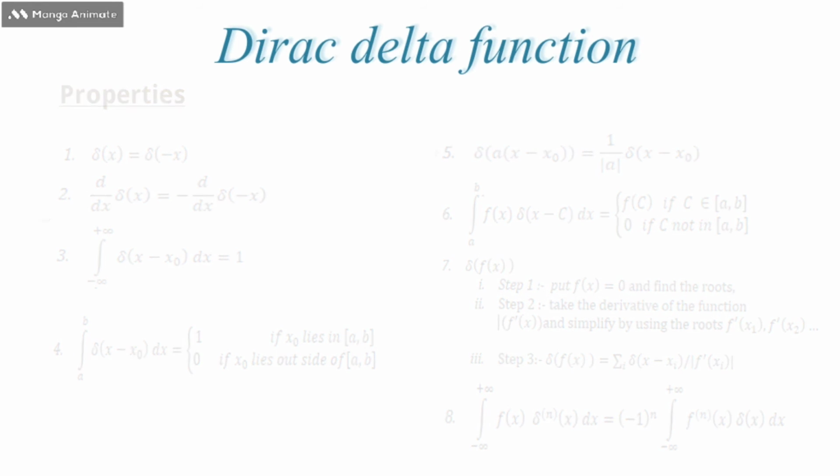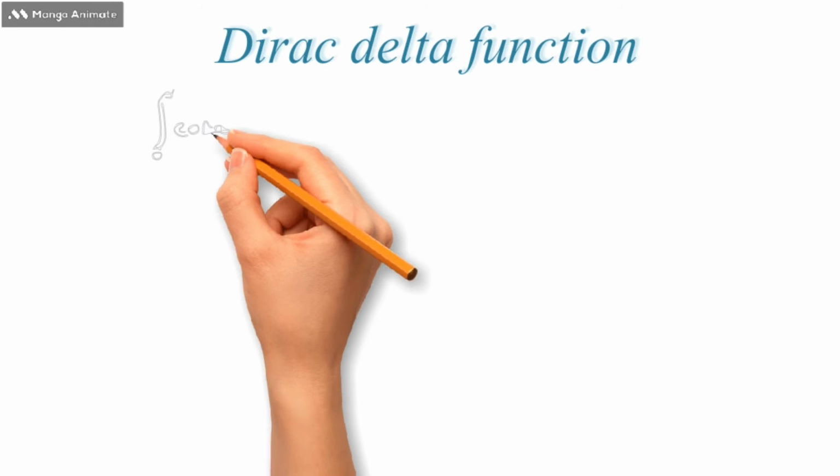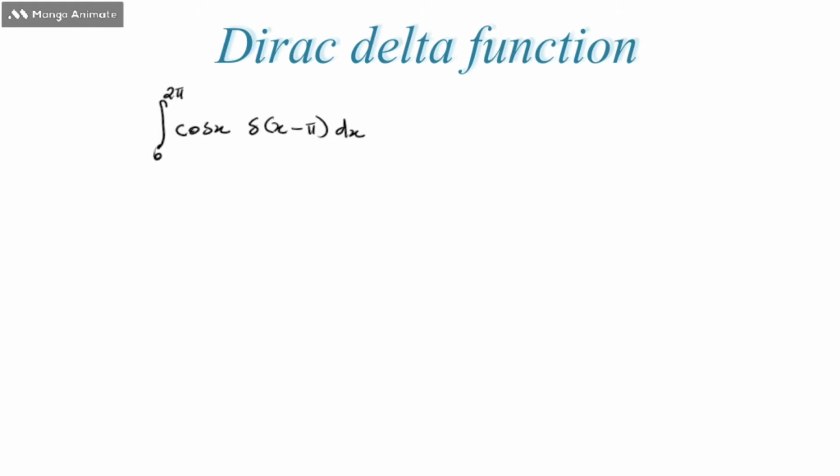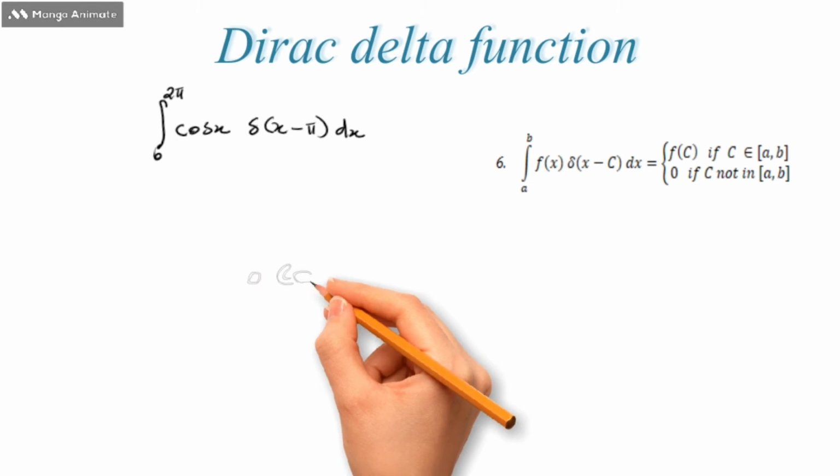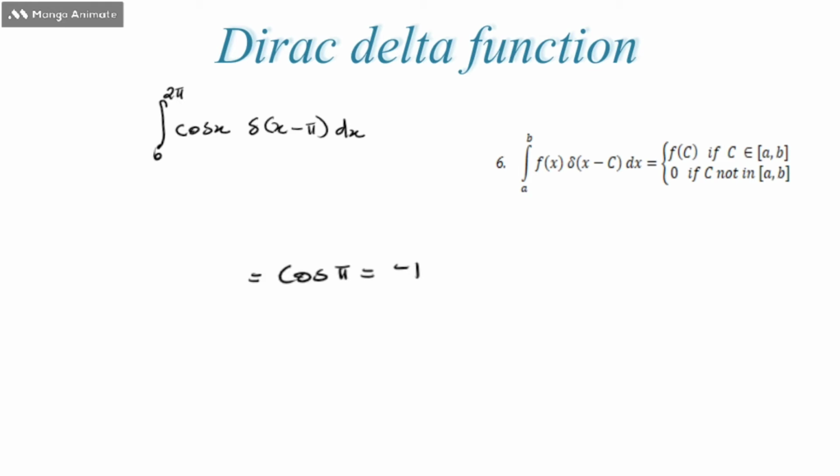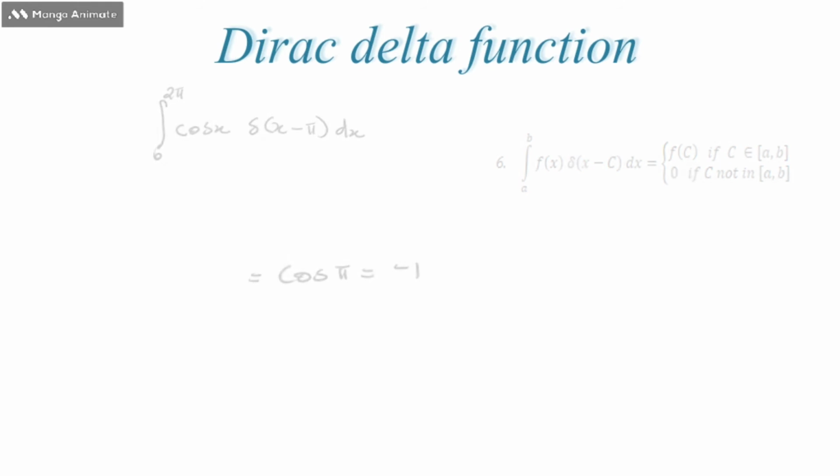Let us go to some related problems. Integral 0 to 2 pi cos x delta of x minus pi dx, which can be calculated by the sixth property. Integral a to b f of x delta of x minus c dx is equal to f of c, if c lies in between a and b, otherwise it is 0. That is, pi lies in between 0 and 2 pi, so the answer will be cos pi, which is equal to minus 1.